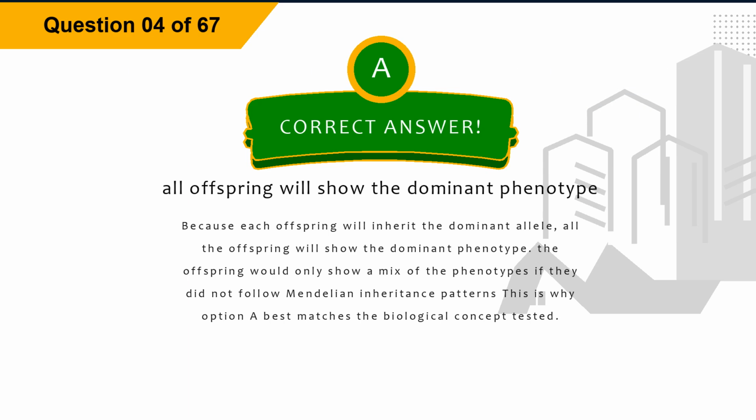Explanation. Because each offspring will inherit the dominant allele, all the offspring will show the dominant phenotype. The offspring would only show a mix of the phenotypes if they did not follow Mendelian inheritance patterns. This is why Option A best matches the biological concept tested.